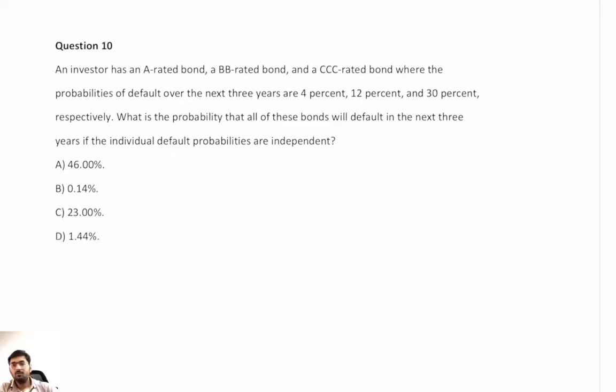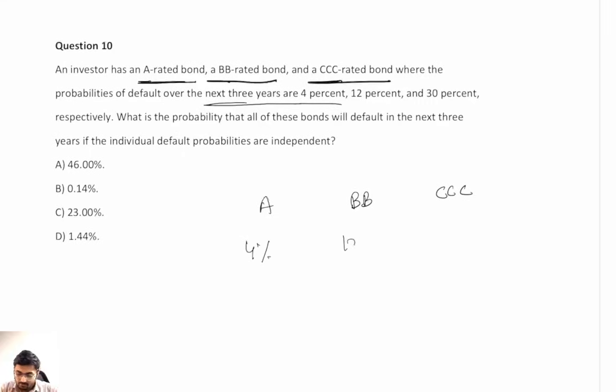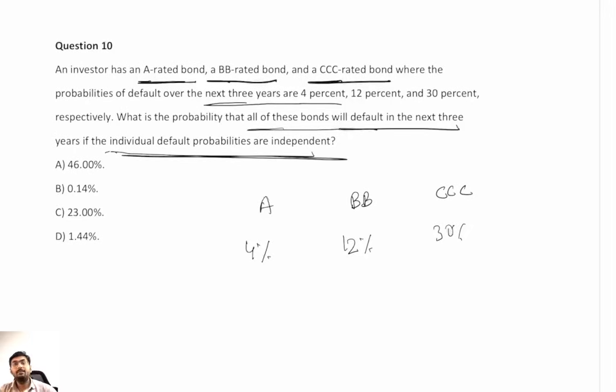Now let us solve one more question, the last question for this lecture, and then we'll end this lecture here. An investor has A rated bond, double B rated bond, and triple C rated bond. Okay, A, double B, and triple C. The probability of default for the next 3 years are 4%, 12%, and 30%. What is the probability that all of these bonds will default in the next 3 years if the individual default probabilities are independent? Means A is not linked to B, B is not linked to C, or A is also not linked to C in any manner.